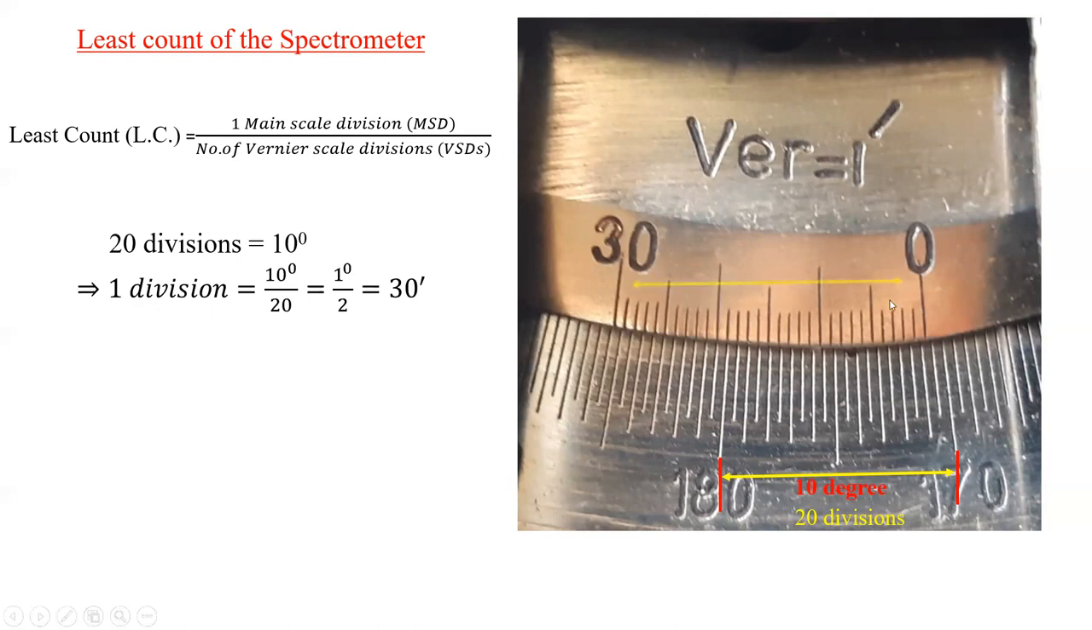Then this is the vernier scale, that is from 0 to 30. How many divisions are there on the vernier scale? 30 divisions. So the number of vernier scale divisions is 30. Therefore, least count equals 30 minutes divided by 30, that equals 1 minute. That means we can measure accurately 1 by 60th part of a degree by using this spectrometer. Now we'll have a look at how to measure the reading.